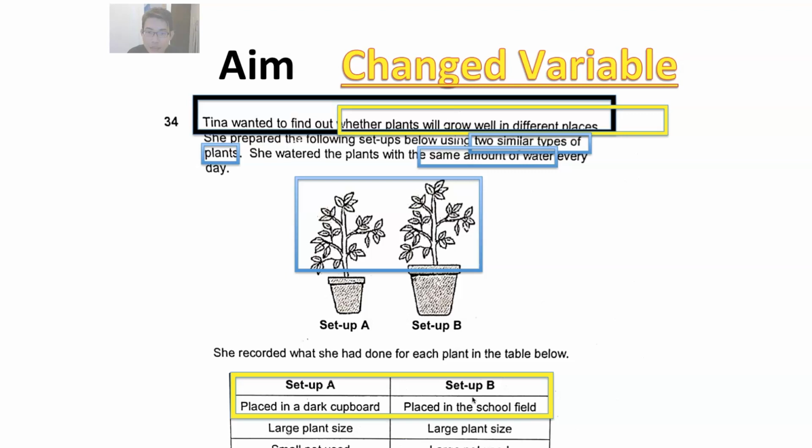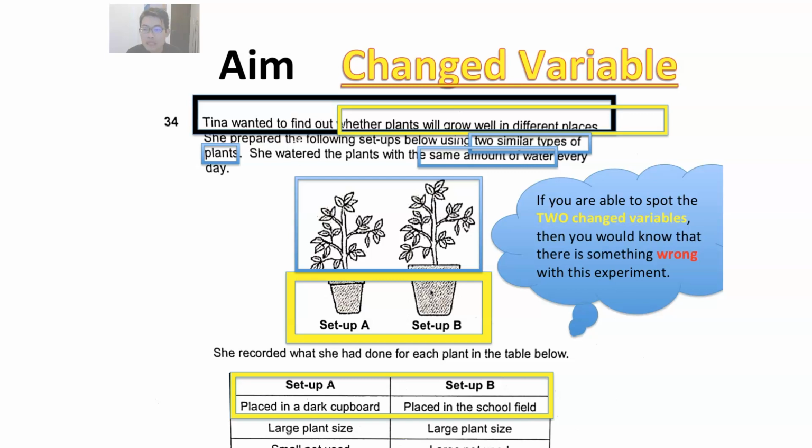Have you? Do you notice that these two pots are of a different size? And we talk about the change variable. There should only be one change variable in every experiment. So since the change variable should be the different places, which you already have, why is there a different size pot here? That is a problem.